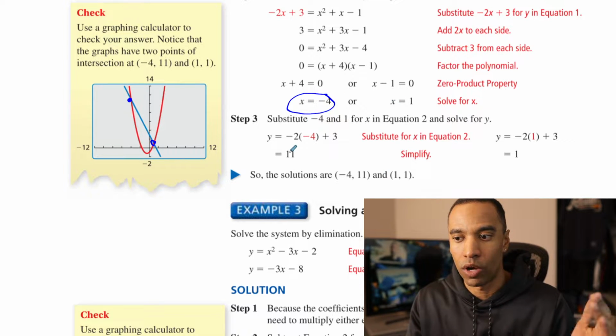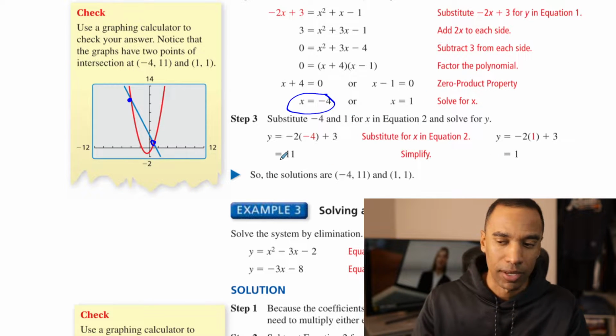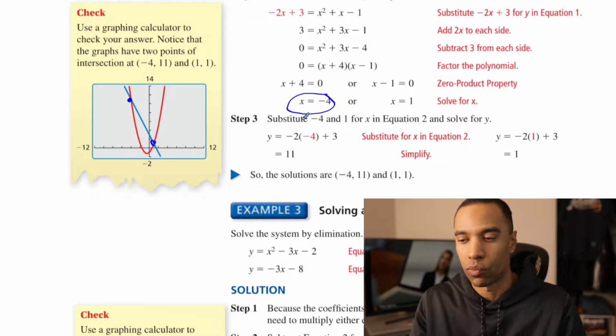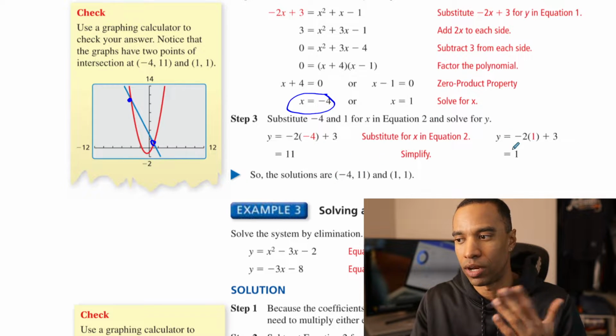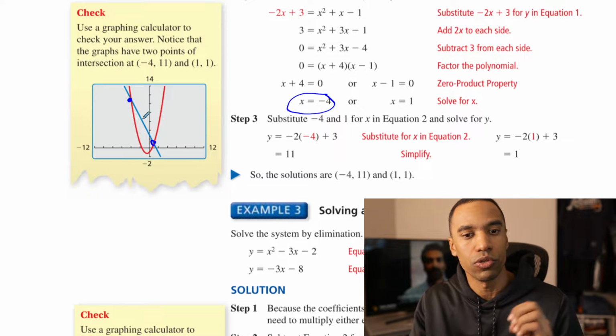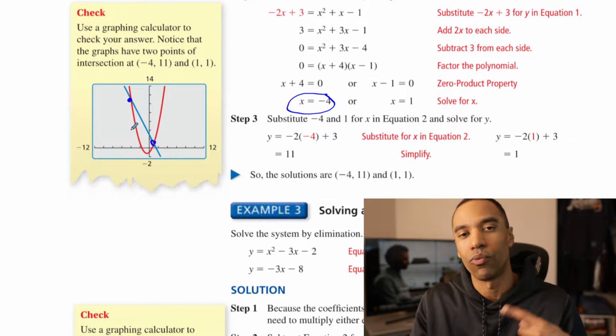X is negative 4, x is 1, y is 11, y is 1. Make sure you don't put negative 4 comma 1 and 1 comma 11. They have to be specific to the one that you plug in. So if you plug negative 4 in, you get 11, that's an ordered pair. You plug 1 in, you get 1, that's an ordered pair. Two solutions to this. Here's the graphing version of it. Not that you'd have to do it, this is just a visual representation of that.